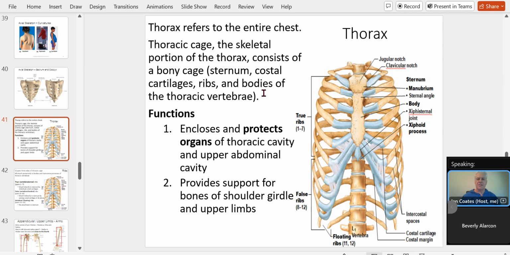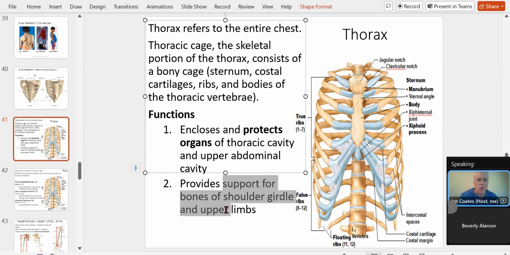Thoracic cage there, the skeletal portion of the thorax, consists of a bony cage: sternum, costal cartilage, ribs, and bodies of thoracic vertebrae. It's all about protection, protection, protection, and support for the upper shoulder region. Okay, and you'll see there we have what's called true ribs, 1 to 7, 1, 2, 3, 4, 5, 6, 7, because they actually attach to the sternum.